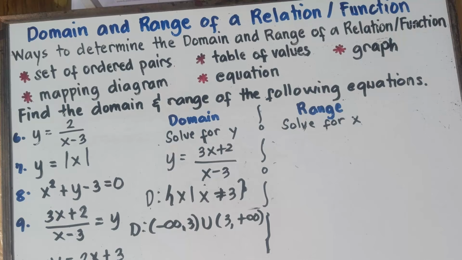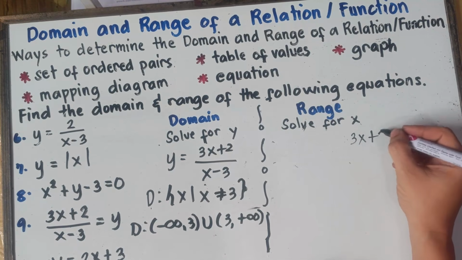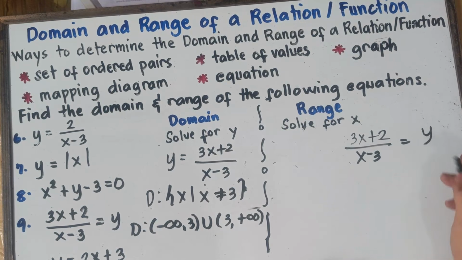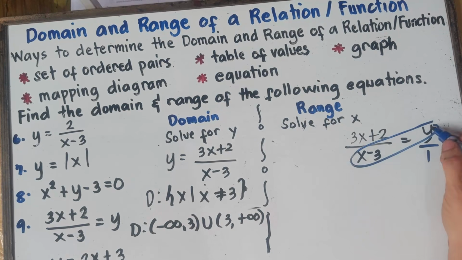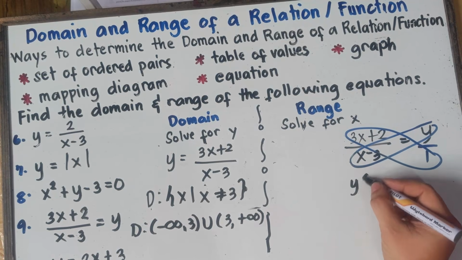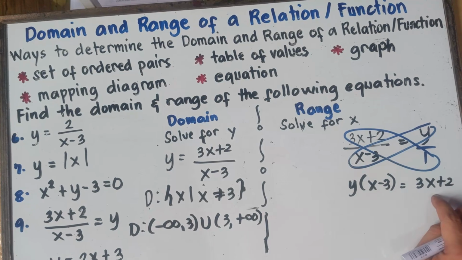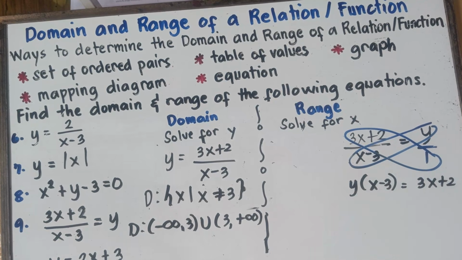So let's find the range. For x, this will be 3x plus 2 over x minus 3 equals y. So understood that there's 1 here. We can do cross multiplication. Simply cross multiply. So this will be y times x minus 3 equals 3x plus 2. 3x plus 2 times 1 will be 3x plus 2. Y times this expression, simply copy: y times x minus 3.